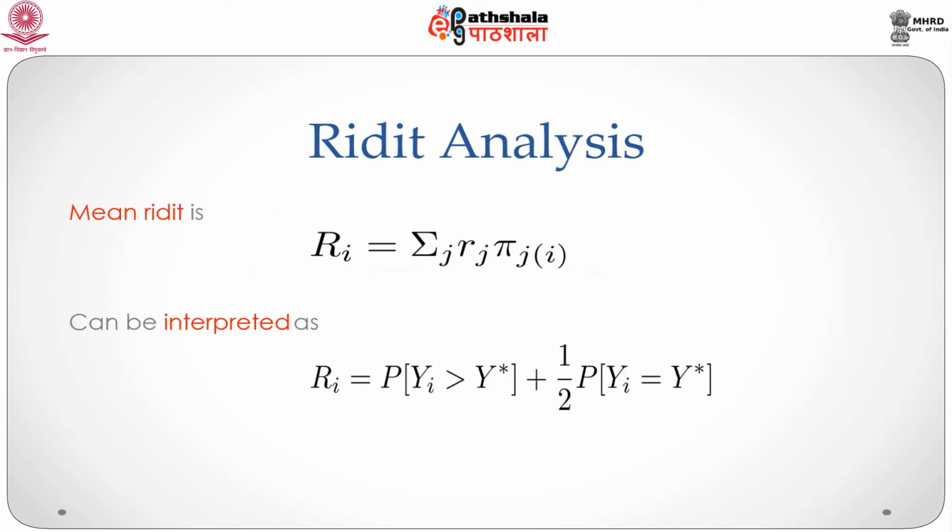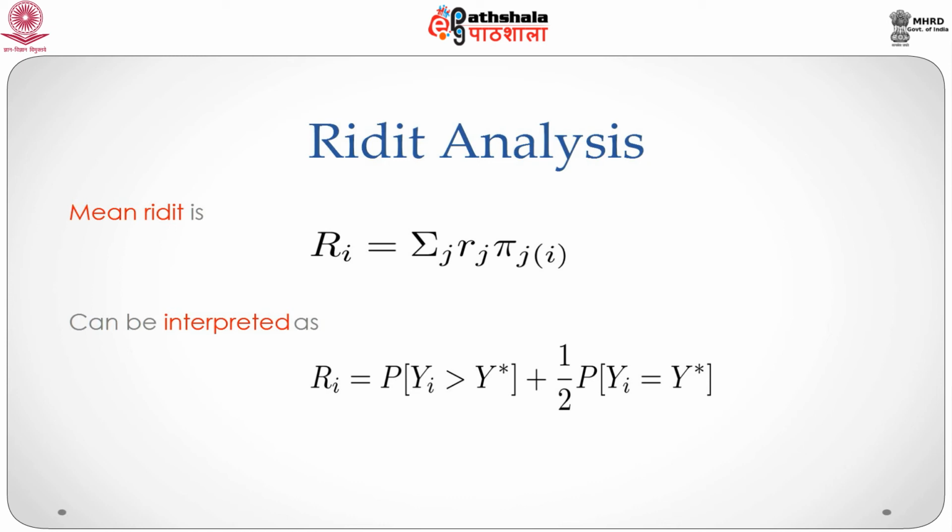The ridits have the ordering R1 is less than R2 and so on up to RC, and they can be used as category scores. The mean ridit given by Ri equal to summation over j Rj into pi ji can be computed for each value of i, that is, for each level of the nominal variable.